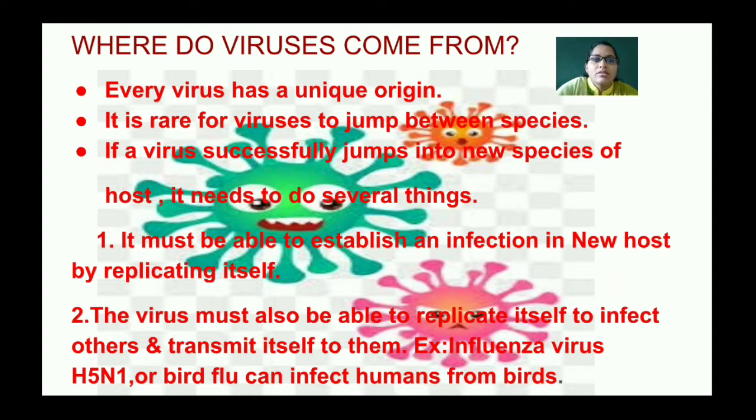But it is a very difficult task for a virus to establish a new infection in a new host. So what steps should the virus take before it establishes an infection in a new host? It must be able to find a new host. It should attach itself to the host's surface membrane and be able to multiply there. It should be able to replicate itself to infect others and transmit itself to them, that is, transmit its proteins to the host membrane. For example, the influenza virus H5N1, or bird flu, can infect humans from birds.